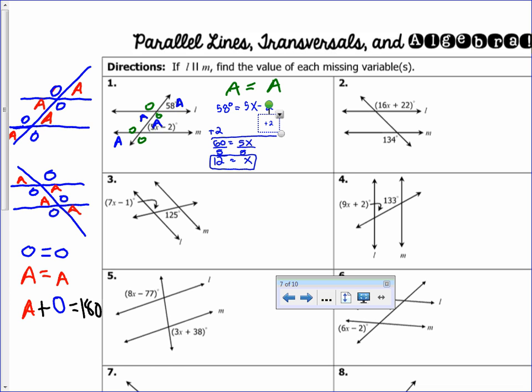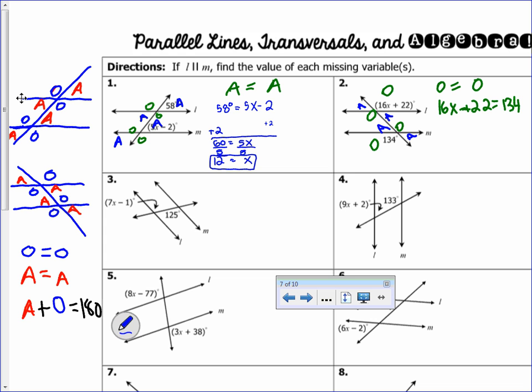Alright. Now let's look at number 2. Label all your acute angles. Label all your obtuse angles. So this is acute, this is smaller than 90, this is smaller than 90, this is smaller than 90, this is smaller than 90. Alright? I don't see any numbers by the acute angles. Here's an obtuse angle, here's obtuse, here's obtuse, here's obtuse. I have two obtuse angles, so I know that O equals O. That means 16x plus 22 equals 134.